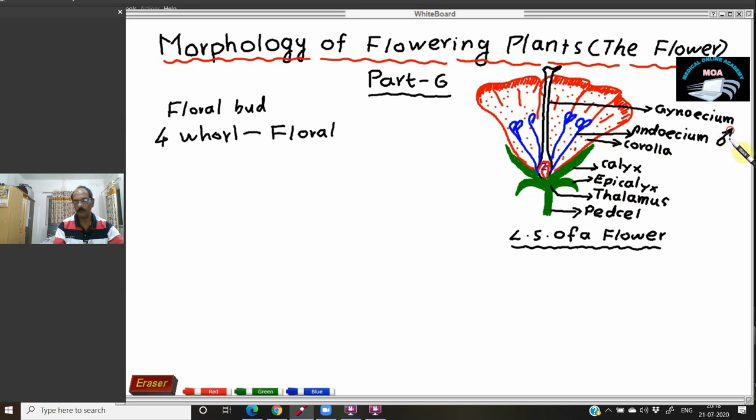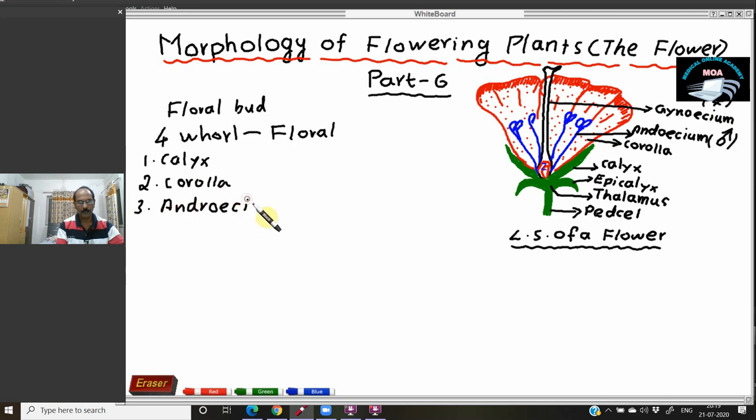So it represents the male sex organ, and inner to that it produces the gynoecium, and this gynoecium represents the female sex organ. Okay, so these are the four whorls. What are the four whorls? The first is the calyx. The second is the corolla. The third is the androecium. And the fourth is the gynoecium.